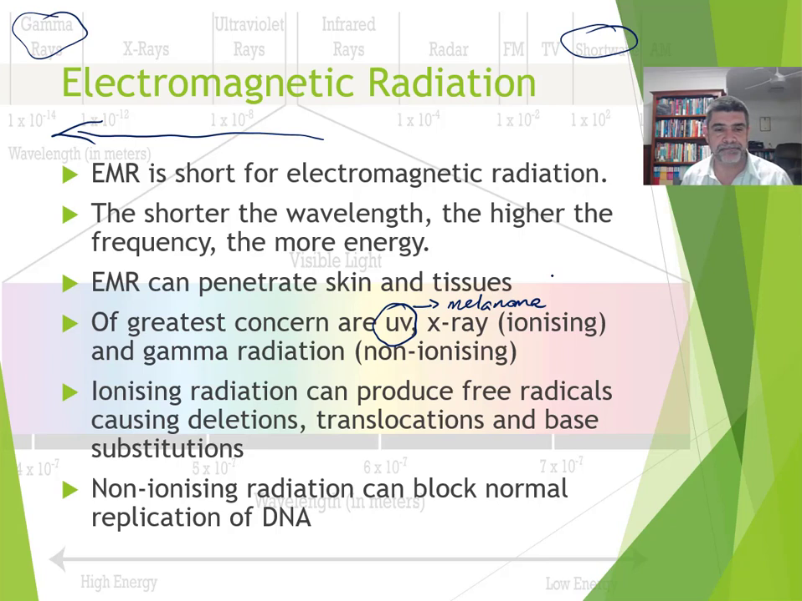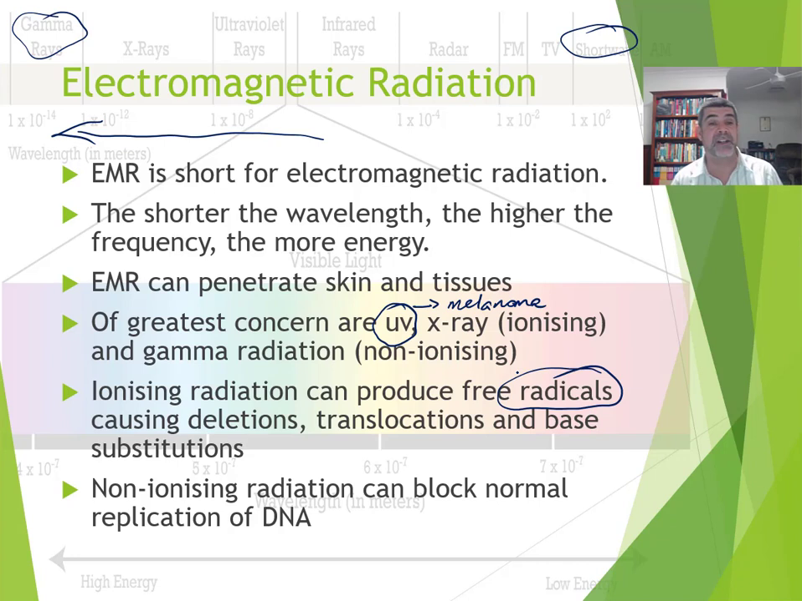Ionizing radiations are a problem because they produce these things called free radicals. And the result of that is that basically you think about it as a reactive chemical that's rushing around trying to bond with something. And they can cause all sorts of different things. And there's some terms that I've included here: deletions, where you remove something, a translocation, where you move it from one location to another, or a base substitution, a C for a T or a G or an A. And these are things that we'll look at in subsequent videos. The problem with non-ionizing radiation too is they can block normal replication of DNA, so you can actually have some things happening that shouldn't be happening.